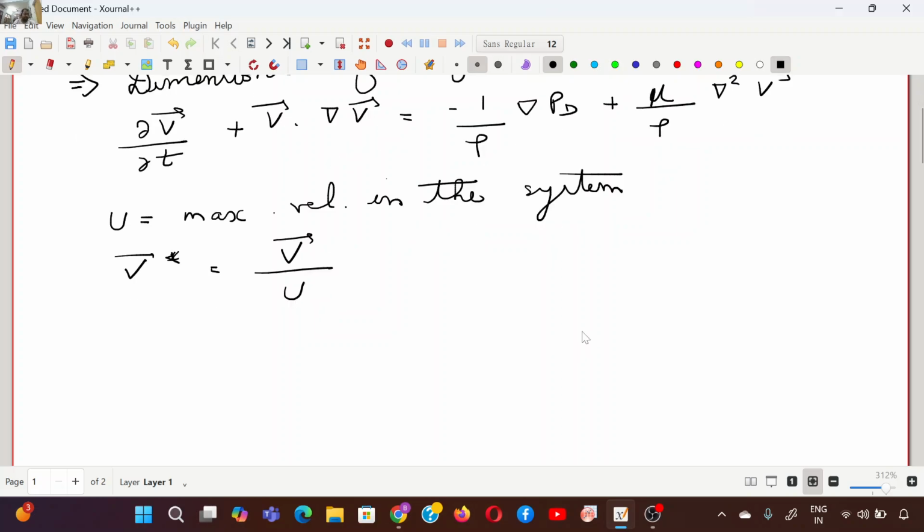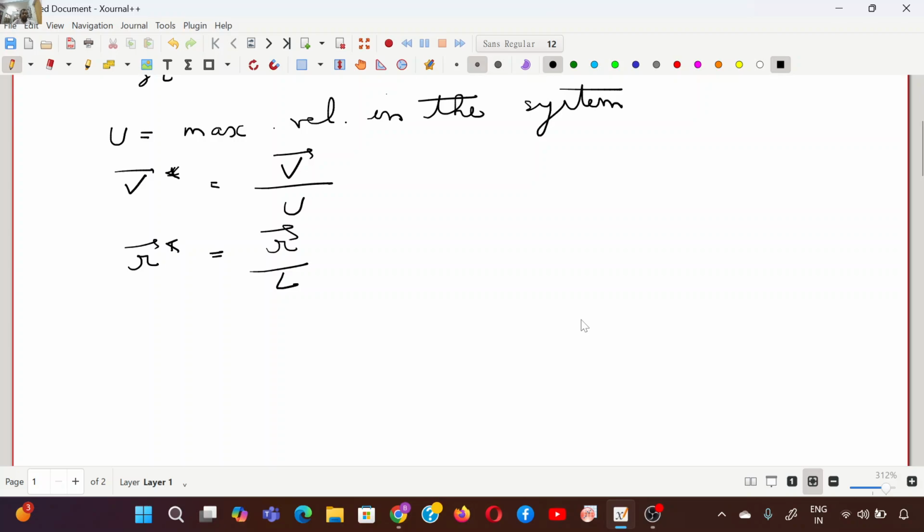Likewise, there is a characteristic length scale, say L. So the gradient is dou by dou r, in general. So let us take R vector star is equal to R vector by L, where L is some characteristic length in the system. So how can we non-dimensionalize time now? Time star. So it's a scalar, sorry. What's the characteristic time in this problem?